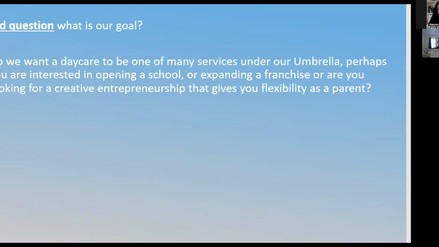And then the third question, what is your goal? Do you want a daycare with different things under your umbrella, like I said? Or what if you just want to be a stay-at-home mom where you get to pay your bills and you get to stay at home with your child, raise your kid at home, and you get to make money? I mean, some people just want a comfortable lifestyle, and that's okay too.